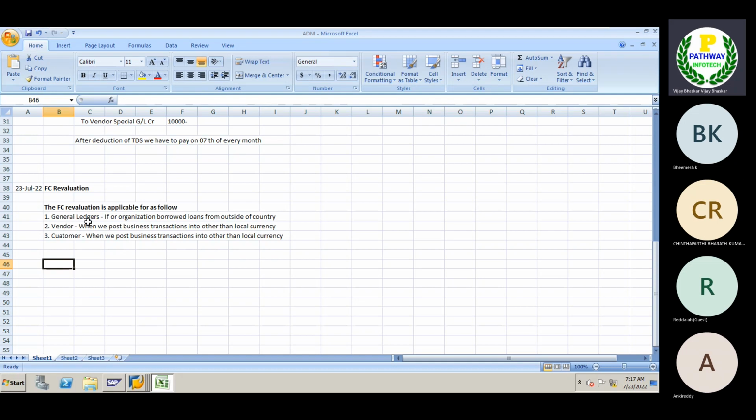For general ledger accounting, I have already explained the scenario. If the organization has borrowed a loan from outside of the country, during the month end, while paying the interest amount to that particular bank, we must make the payment in their local currency only. Most of the time, questions will come in the interview. Remember, this is very important, and not only for interviews, you must be aware of what foreign currency revaluation is.